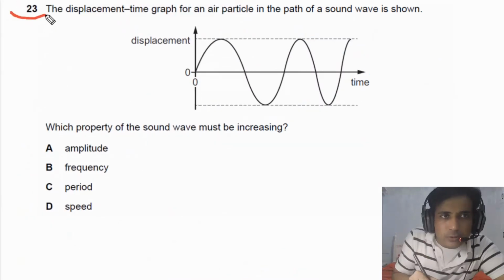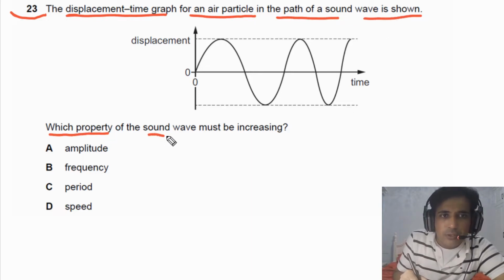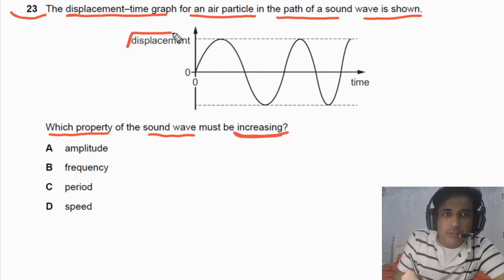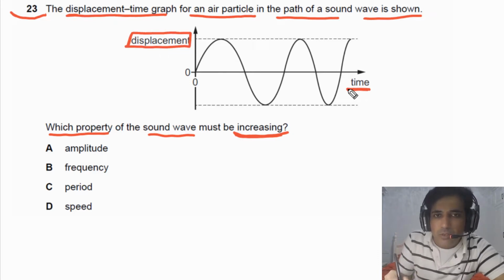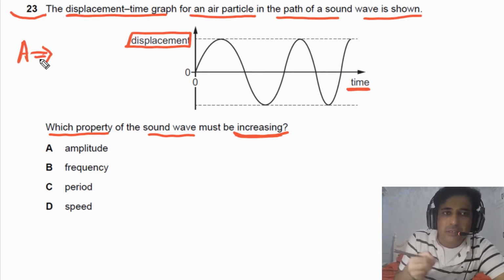For question number 23, it is given to us the displacement time graph for an air particle in the path of a sound wave is shown. We need to find out which property of the sound wave must be increasing. So this is very important. If you look at this given graph, you can see on y-axis we have displacement and on x-axis we have time. In this case, amplitude of the wave is not changing. So simply we can say amplitude of wave is constant.